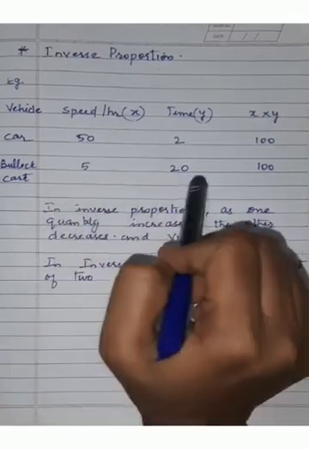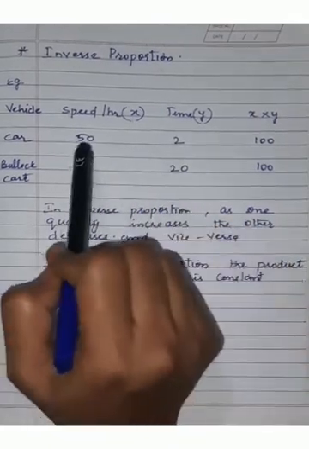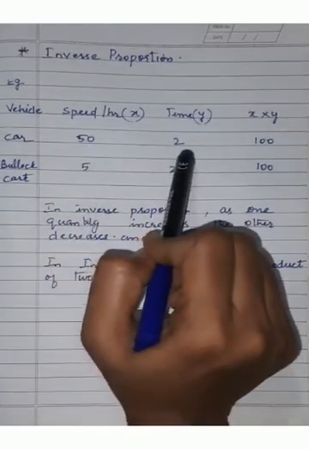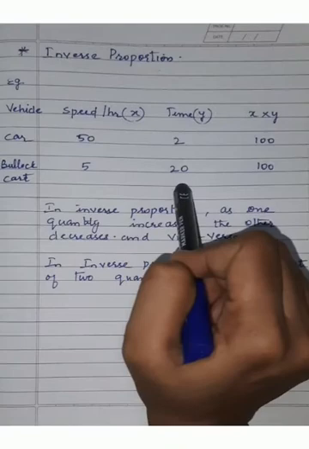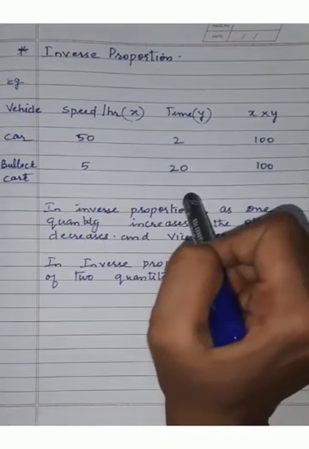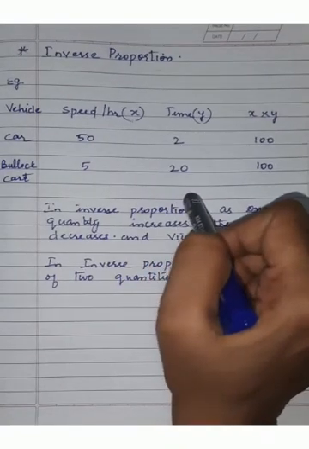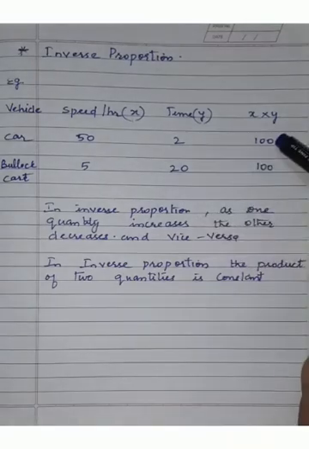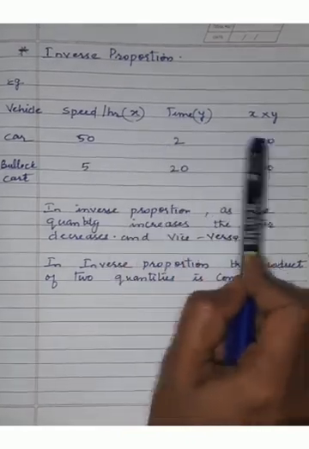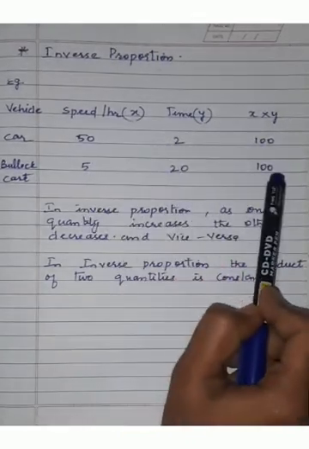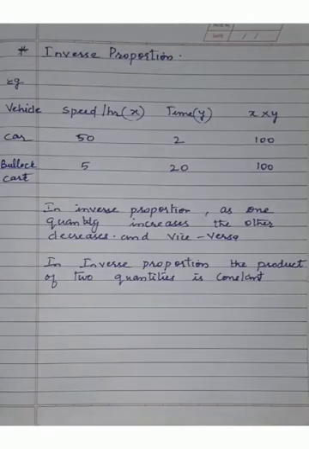Okay, so you can see that children, in these cases, if one quantity increases, the other quantity decreases, and if one quantity decreases, the other quantity increases. So it is an example of inverse variation. And a very important thing is, in inverse variation, the product of the two quantities is always constant. That is, 50 multiplied by 2 is 100, 5 multiplied by 20 is 100.